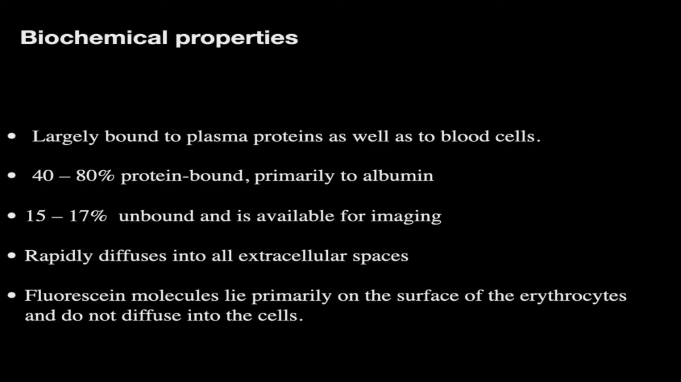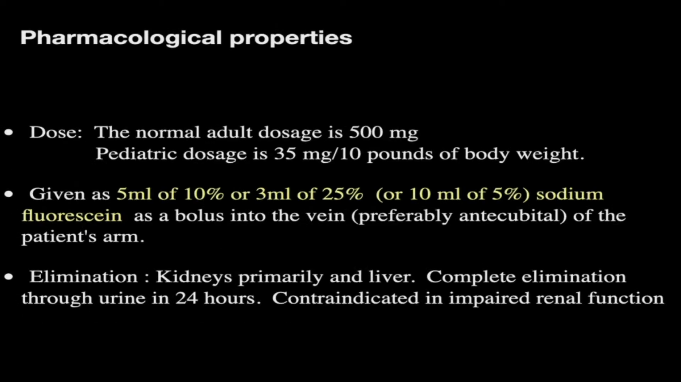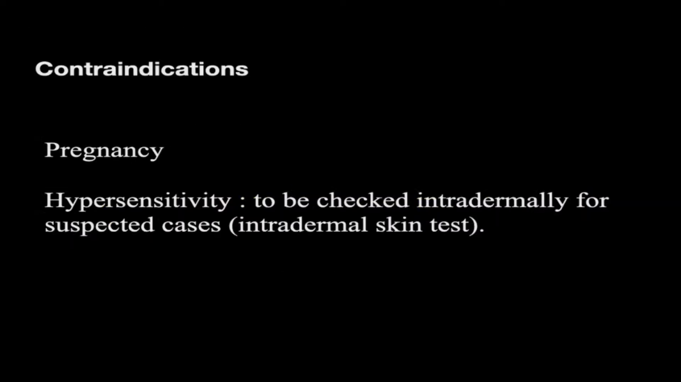Now, sodium fluorescein is essentially plasma brown, and 80% of it is protein bound, and it rapidly diffuses into extracellular spaces. The normal adult dose over here is 500 milligrams, and it is usually given as 5 ml of 10% or more commonly as 3 ml of 25% sodium fluorescein as a bolus in the antecubital or another vein. The elimination is essentially through the kidneys, and complete elimination occurs through the urine in 24 hours. So it's important to tell the patient that the color of the urine will change, and in the first 24 hours itself, the dye will be evacuated.